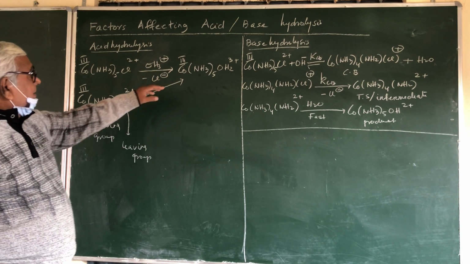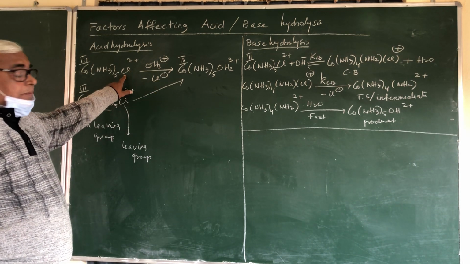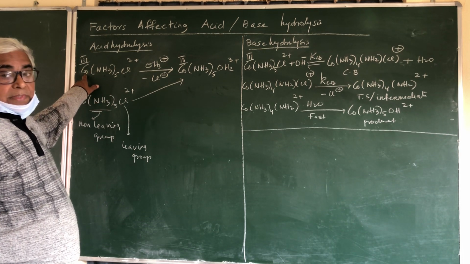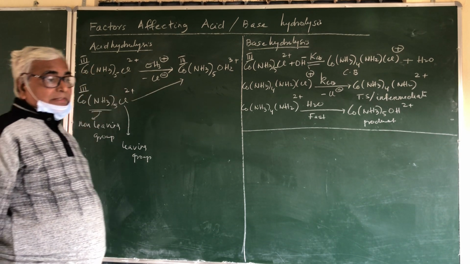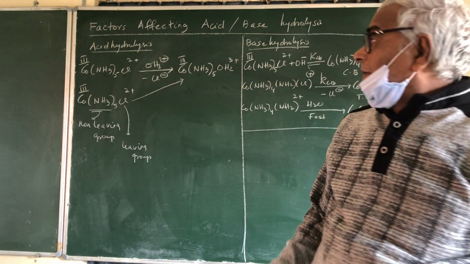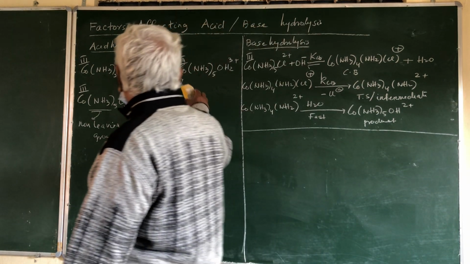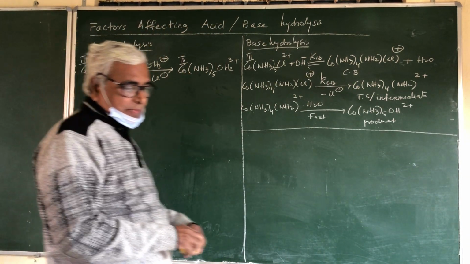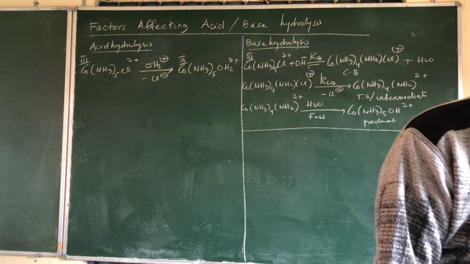So we will discuss the nature of the leaving group, the nature of the non-leaving group, and the nature of the metal ion. If we change these things, how is the rate affected, how is the rate of aquation affected? So these are the factors which affect the rate of the aquation process. Now look at this table.